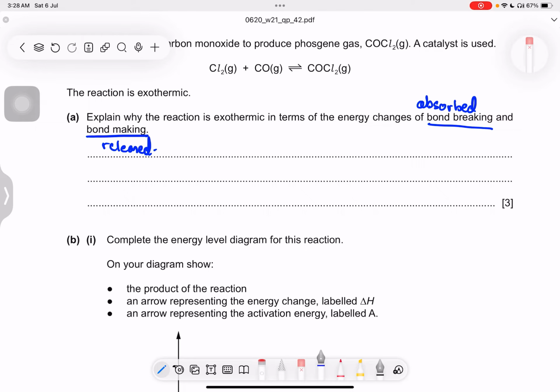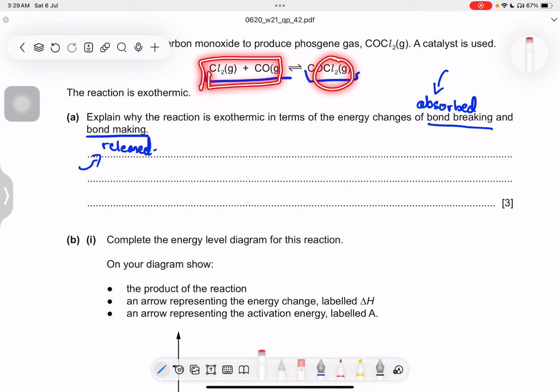When in a reaction more energy is released than the energy absorbed, because in every reaction there is bond breaking over here and bond forming over here. So what makes a reaction exothermic or endothermic is basically the net energy absorbed or released, or the net energy change. A reaction is exothermic when more energy is released over here than the energy absorbed over here. And a reaction is endothermic when more energy is absorbed over here than the energy released over here.